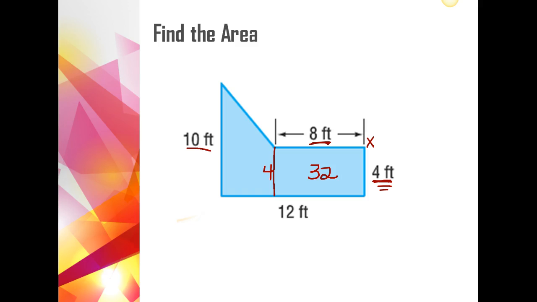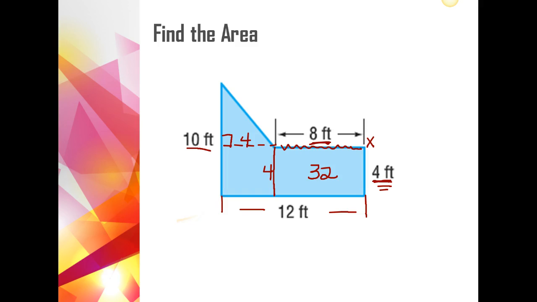Now we just need the height. The height is part of one side of the rectangle. The total length of the rectangle is 12 feet. We know that this part is 8 feet, so we can find the missing piece by subtracting 8 from 12. This tells us that the height of our trapezoid is 4 feet. Now that we know the bases and height, we can calculate the area.